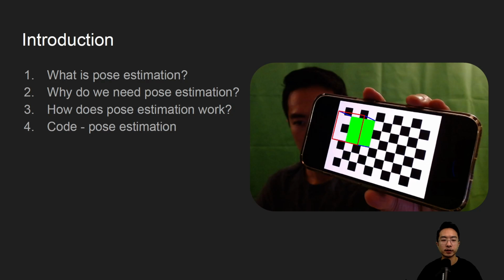All right, in this video, we're going to talk about pose estimation in OpenCV using Python. So we will start off by saying what it is, why do we need it, how does it work, and jump right into a coding example. By the end of this video, we will see how we could draw this cube here on the right on top of our calibration images.